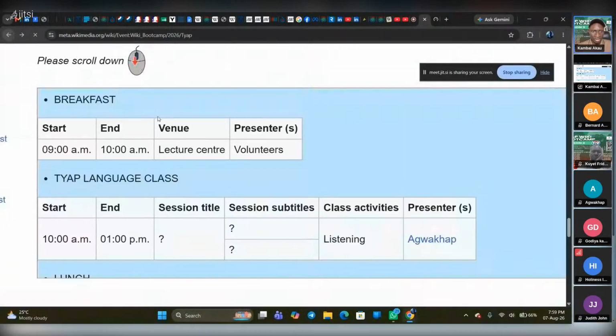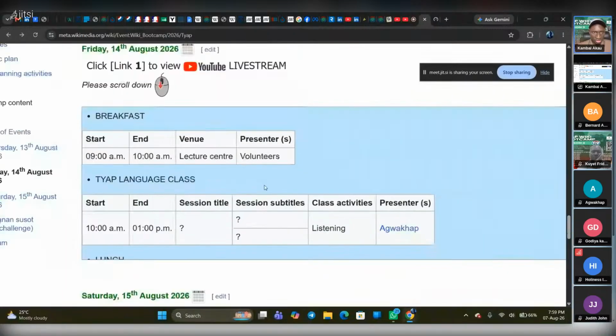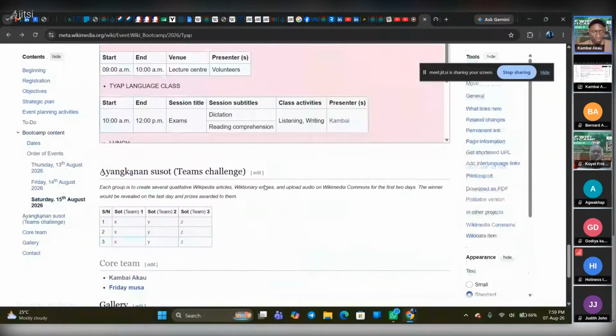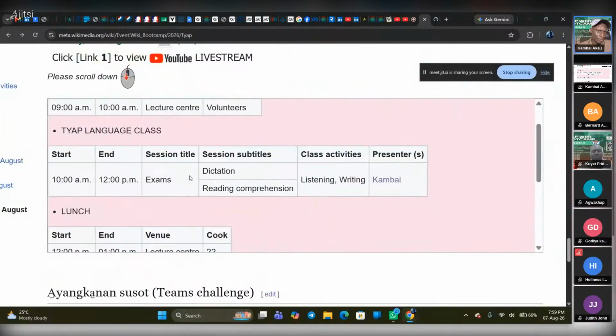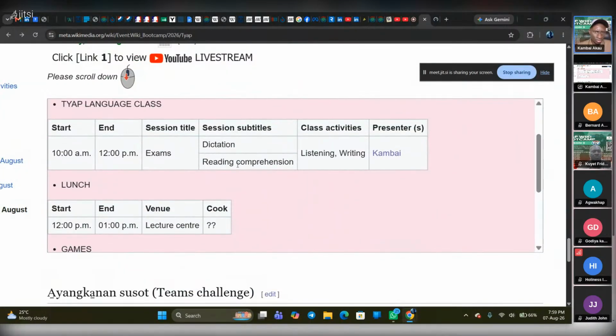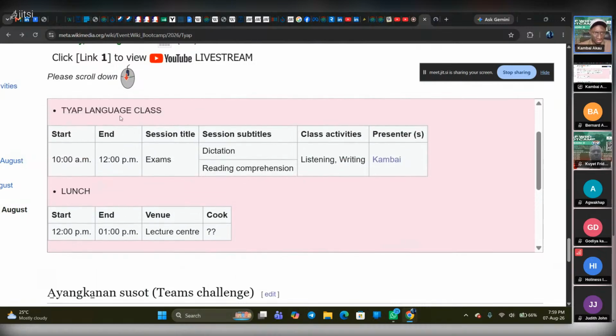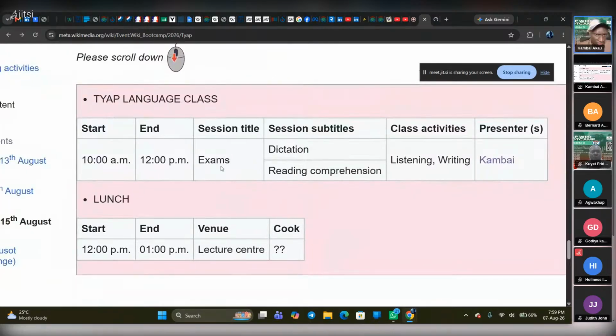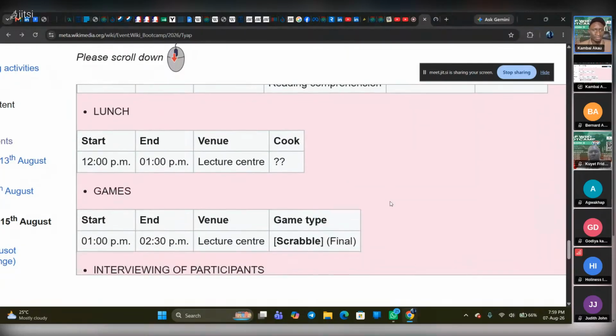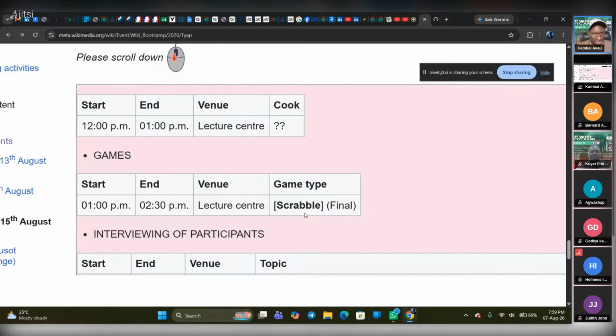So on the third day, we are not going to take so much time because we are all going to go back home on that third day. But on that third day, we are going to have an exam. All we have learned thus far, we are going to actually have an exam, and the exam is going to cover dictation and reading comprehension, and then we are going to have our last game, which is going to be Scrabble.